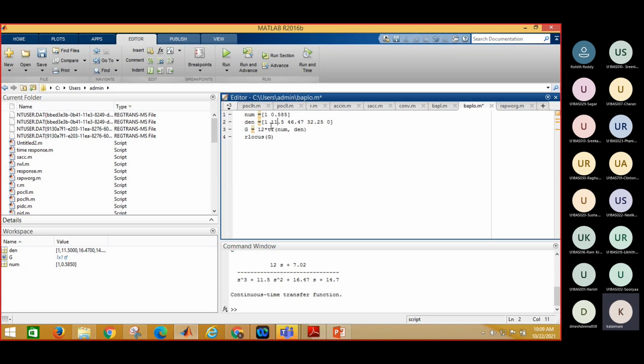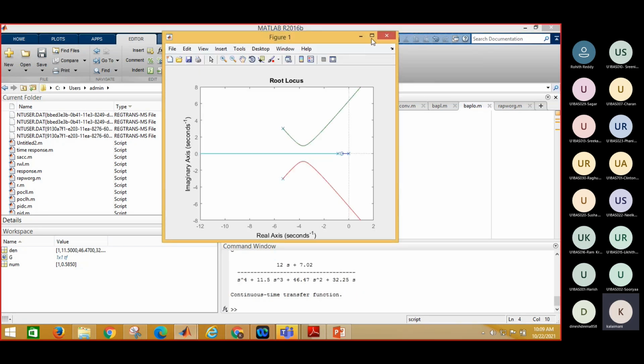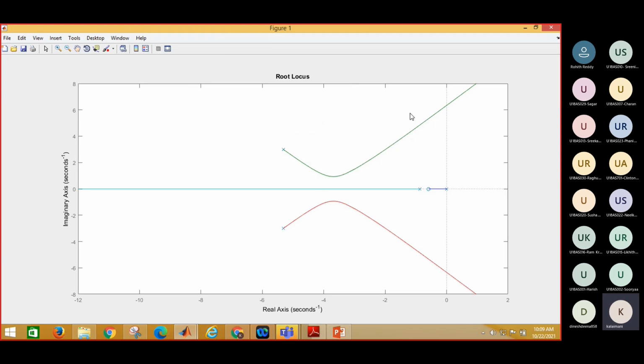Then your transfer function G is equal to 12 times the transfer function of numerator comma denominator, then we check the root locus. This is the root locus study for your outer loop system. These were the root locus branches for the outer loop system. You see here, this outer loop, when the gain is 0, has a damping of 0.871.